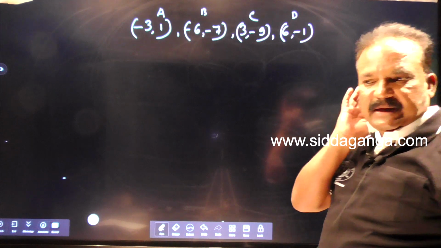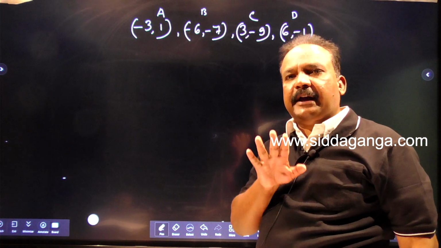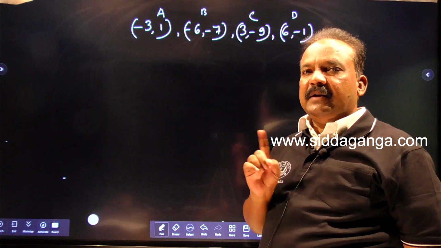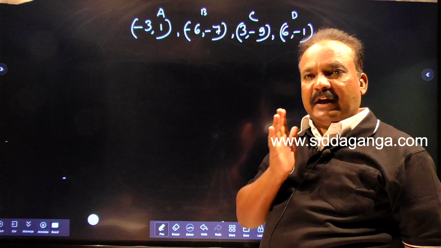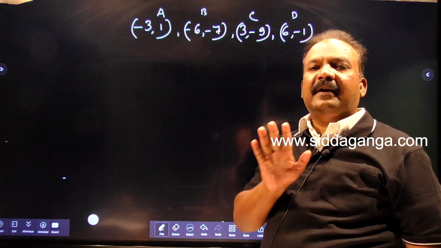So parallelogram means opposite sides are equal and parallel. But we cannot prove the parallelism using distance formula. We can prove only that the opposite sides are equal.